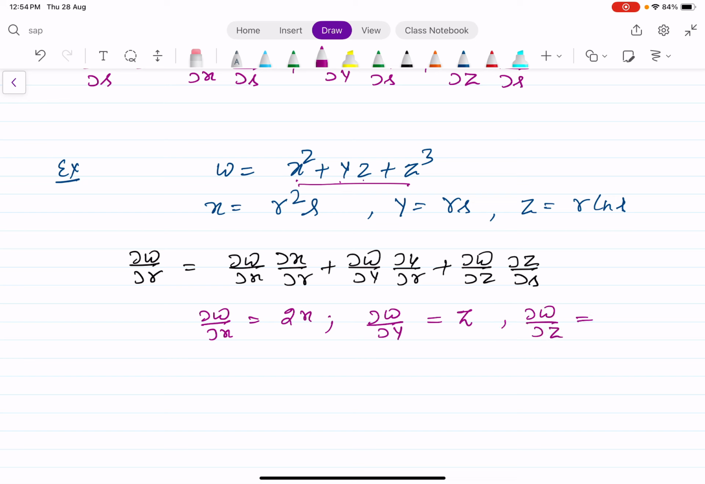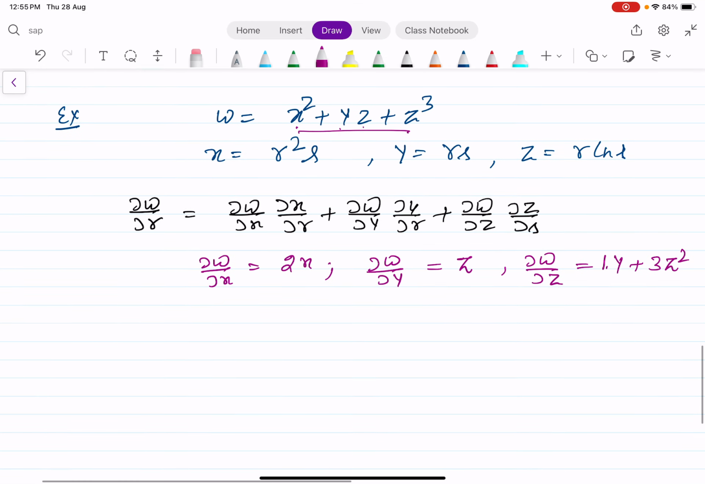Similarly, ∂W/∂z: the differentiation of x² is 0, the differentiation of yz with respect to z is y, plus the differentiation of z³, which is 3z². Similarly, ∂x/∂R, the differentiation of x with respect to R, is 2rs. ∂y/∂R is s only, as the differentiation of r is 1. And ∂z/∂R is ln s.